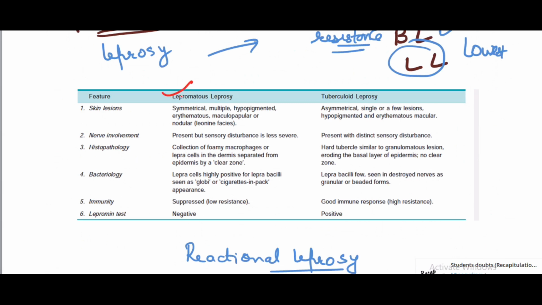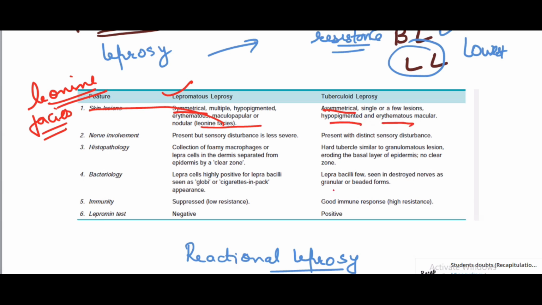So remember, the skin lesions in the lepromatous type are symmetrical and multiple. They are hypopigmented. The lesions can be maculopapular or nodular, and that gives the leonine facies, the lion-like face. In the tuberculoid type, the skin lesions are asymmetrical. They are usually one or a few lesions. These lesions are hypopigmented and erythematous.